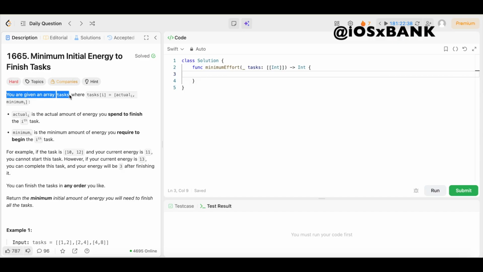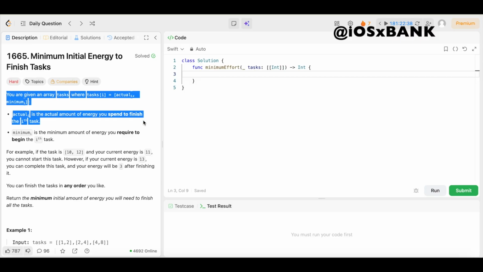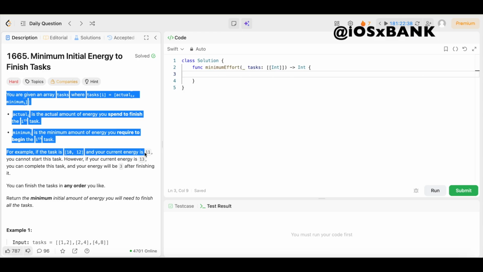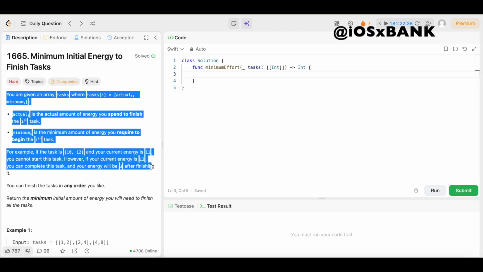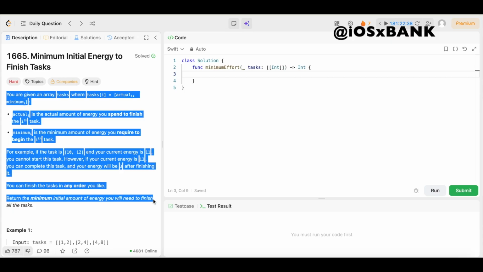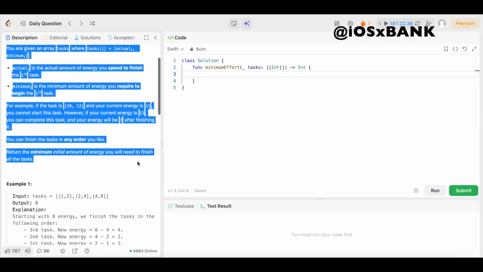You're given an array tasks where tasks[i] is [actual_i, minimum_i]. Actual_i is the actual amount of energy you spend to finish the ith task. Minimum_i is the minimum amount of energy you require to begin the ith task. For example, if the task is [10, 12] and your current energy is 11, you cannot start this task. However, if your current energy is 13, you can complete this task and your energy will be 3 after finishing it. You can finish the tasks in any order. Return the minimum initial amount of energy you will need to finish all tasks.